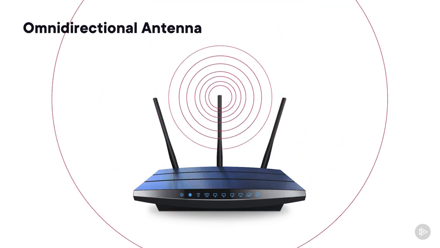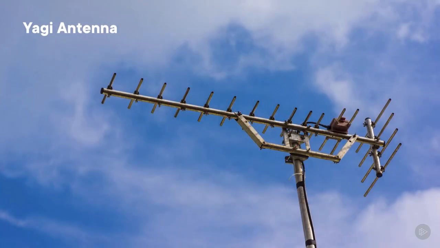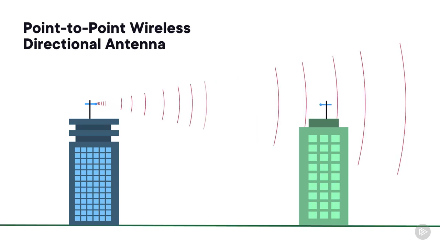Now, that signal in this image is only two-dimensional here, so we actually have to imagine this as spheres in a three-dimensional world radiating in every direction. This is in contrast to a directional antenna. Here is a type of directional antenna called a Yagi antenna, and we use this type of antenna for point-to-point networks. We might use a point-to-point network to build a WAN connection between two buildings inside of a metropolitan area or out in a rural area.